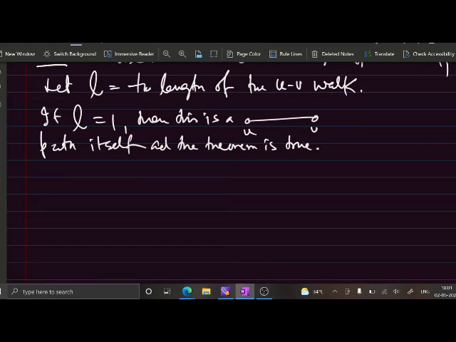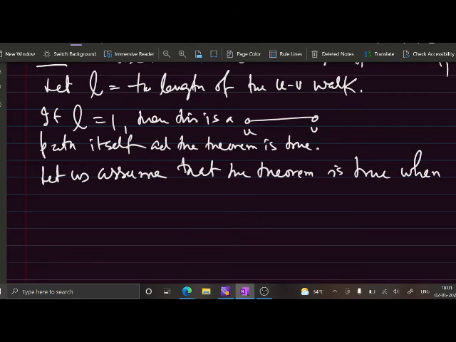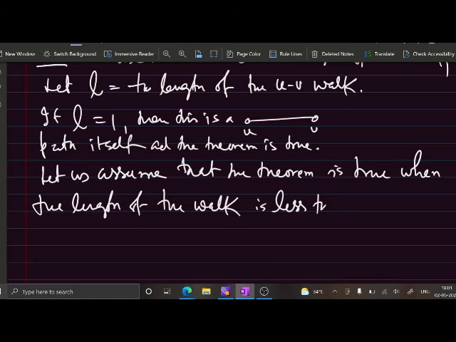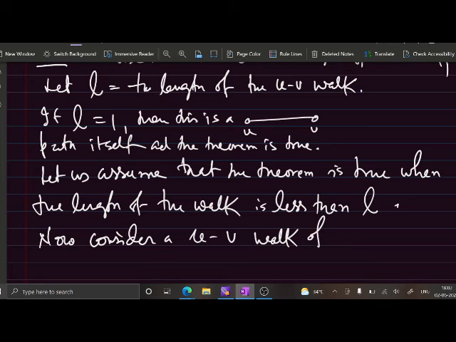Now let us assume that the theorem is true when the length of the walk is less than L. So we are assuming that the theorem is true for any UV walk of length less than L, and we now prove the theorem for a walk of length L. Now consider a UV walk of length L.